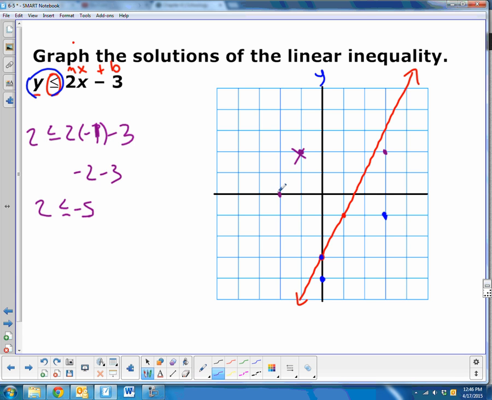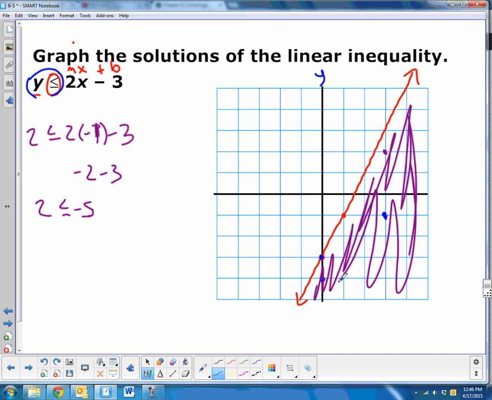In fact, any point out here will not be a solution. It won't work because y is not less than that value. So I'm going to shade below the line. Everything below here is shaded. It doesn't have to be every single thing shaded in, but that's pretty good. So that's how we solve these.